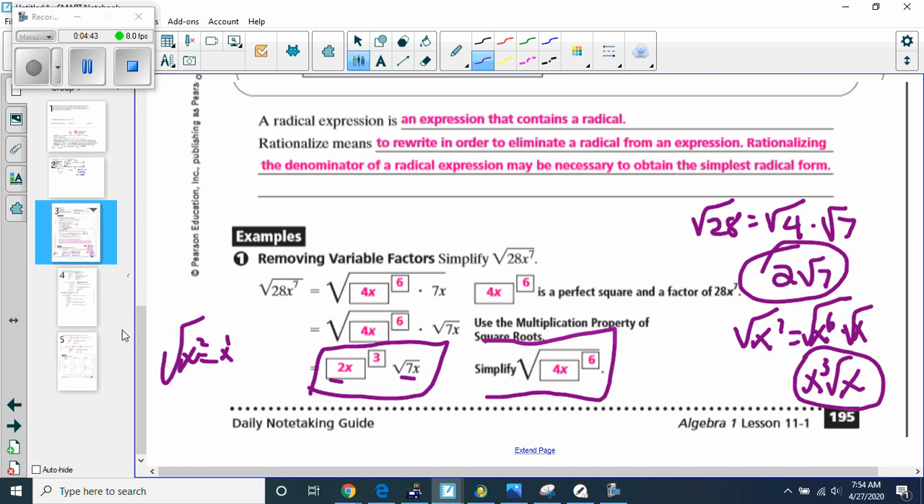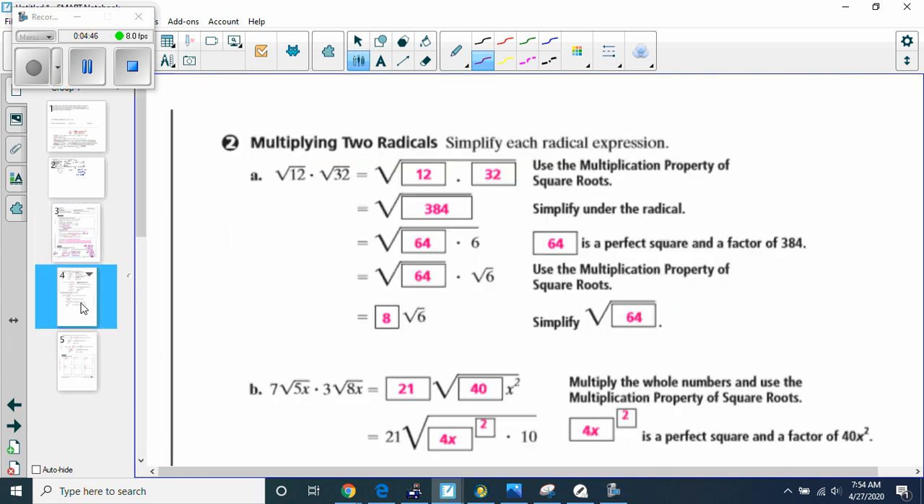Okay, well, let's look at some other examples. If I have the square root of 12 times the square root of 32, I can multiply them out to equal the square root of 384. And that equals the square root of 64 times the square root of 6, which equals 8 radical 6. So again, this is still very tricky.